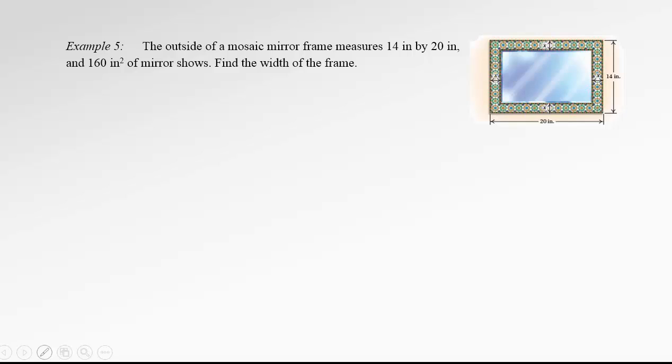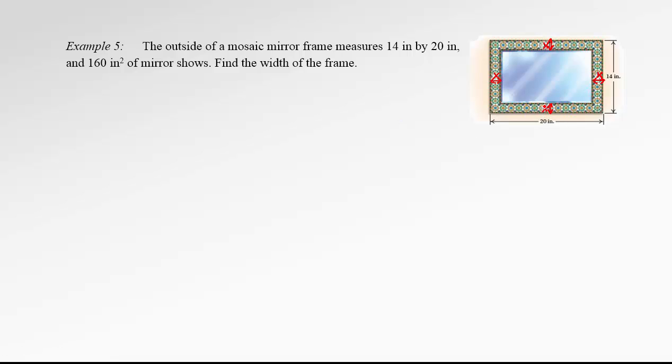Next, we have a geometry problem. The outside of the mosaic mirror frame measures 14 inches by 20 inches, and 160 square inches of mirror shows. Find the width of the frame. Again, we have a diagram that helps us. We have the length of the frame, 20 inches, the width, 14 inches, and we look for the width of the frame from here to there. Let's call it x. The width of the frame is assumed to be the same around the frame. So x is everywhere here and there and there.